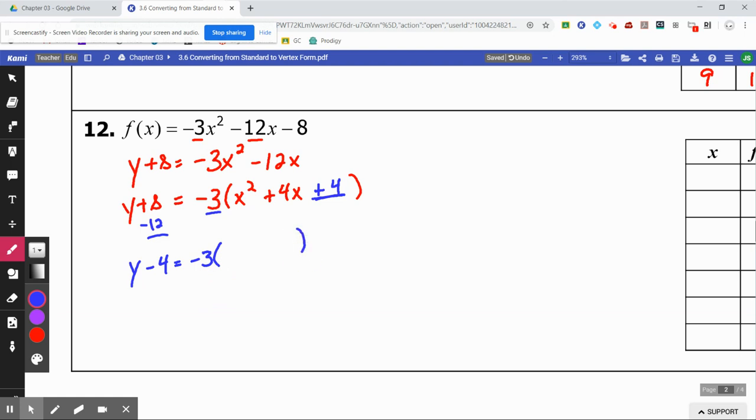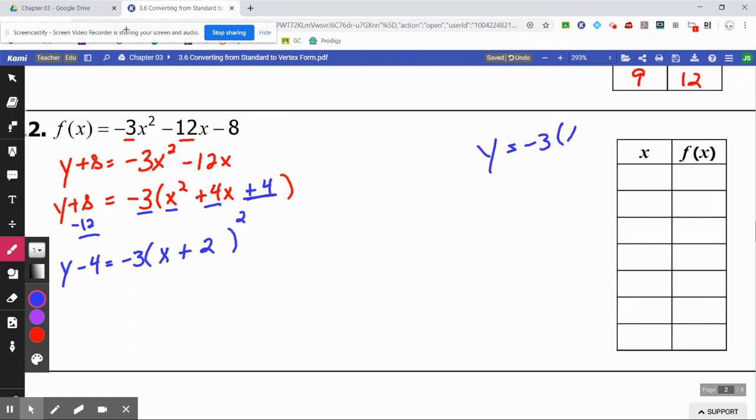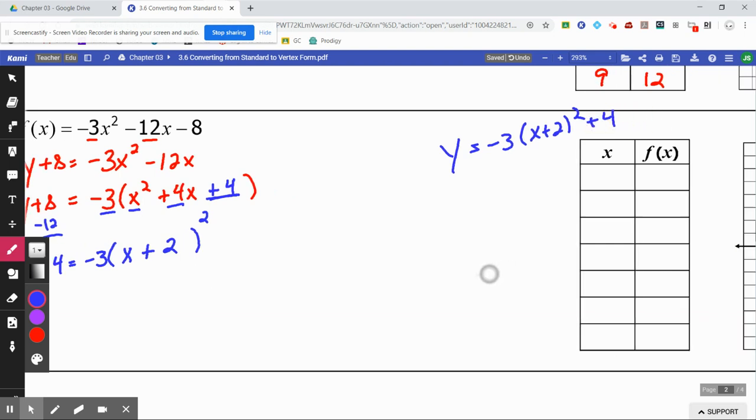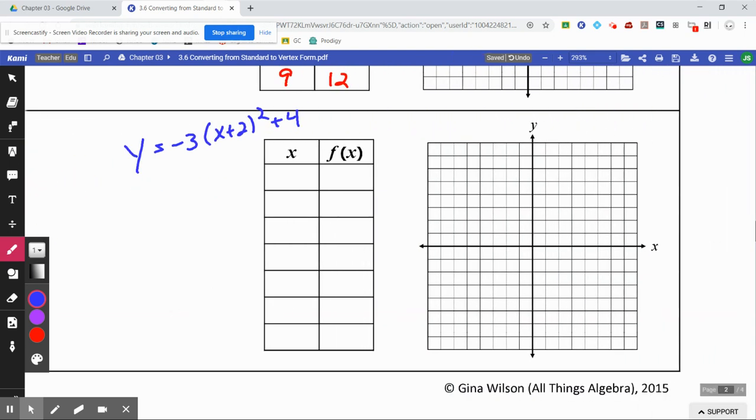Anytime you complete the square, you always turn right around and factor. X times x, and 2 and 2. Move the 4 back over, gives you y equals, and I'm going to write this over here so we can graph it easier. Y equals negative 3, parentheses, x plus 2 squared. Move the 4 back over, it turns into plus 4. So there's what we're graphing. Our vertex can be found here. That would be left 2, up 4.